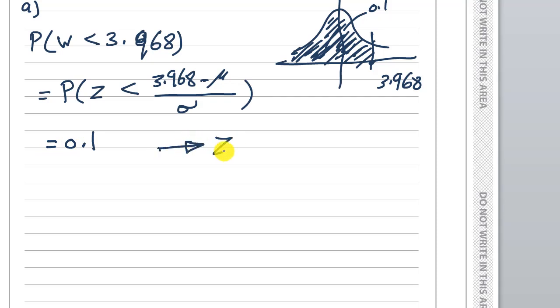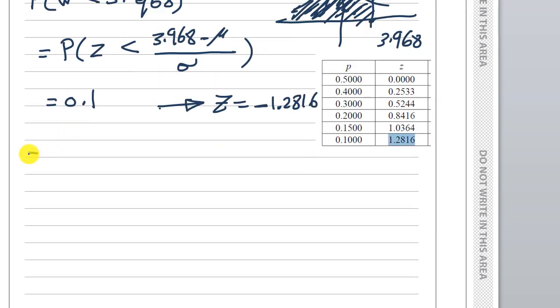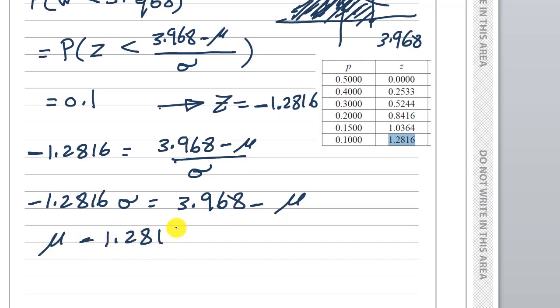So we need Z. So Z is equal to, let us go to the table, minus 1.2816. So minus 1.2816 is equal to 3.968 minus mu divided by sigma. So minus 1.2816 sigma is equal to 3.968 minus mu. So mu minus 1.2816 sigma is equal to 3.968.